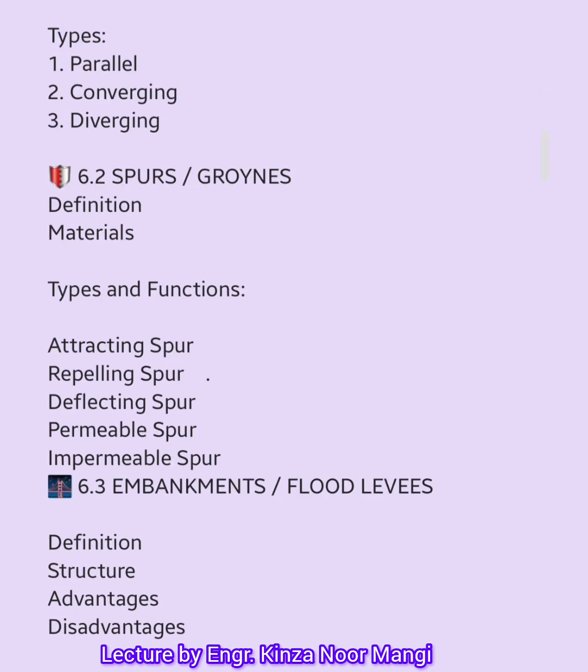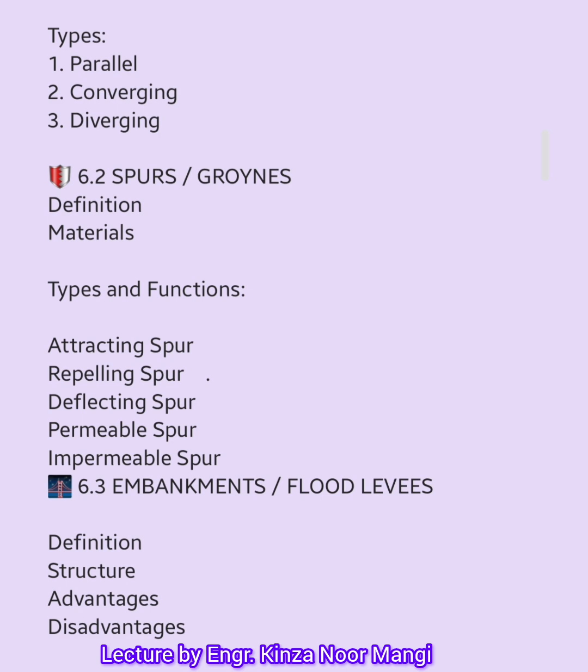There are three types of guide band or guide bank. Number one is the parallel, used where the river is straight. Number two is converging, which narrows the flow and increases the velocity. Third is the diverging, which spreads the flow and reduces the velocity. Okay, so this was about the guide band and guide bank.